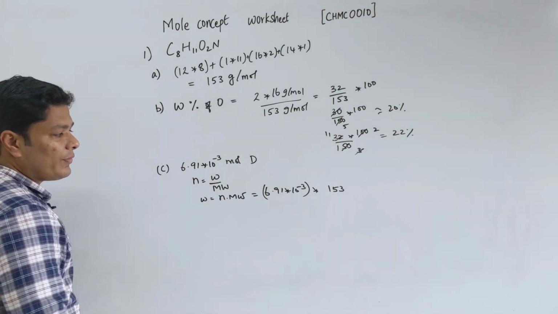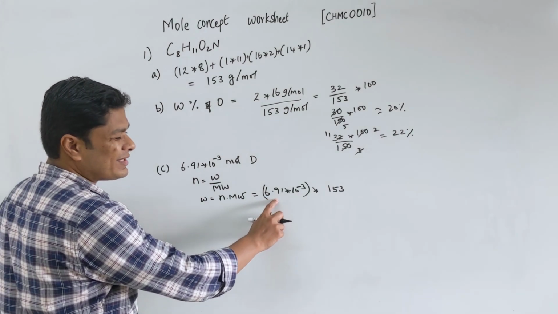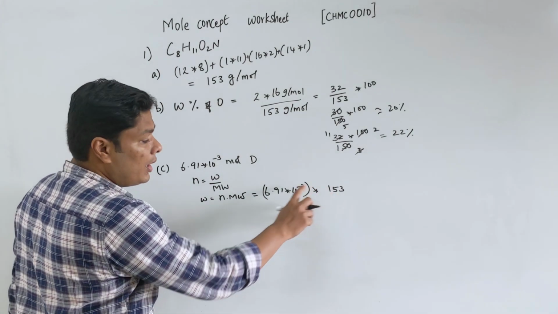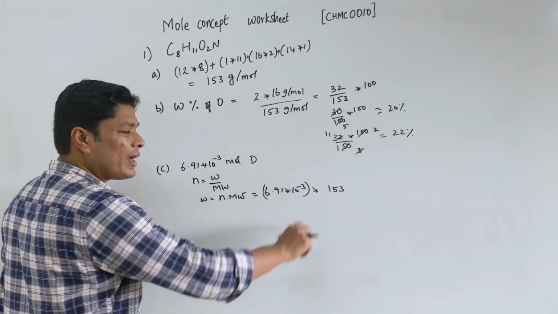So now you can do the math if you want. You can approximate 6.91 to 7, and approximate 153 to 150. I am rounding up a little and rounding down a little, so you can roughly calculate it.